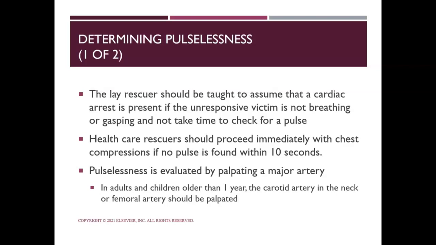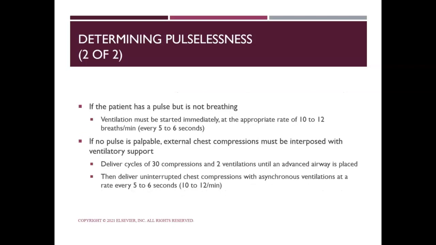In the hospital, we're checking for that pulse for 10 seconds, no more than that. Typically, we are palpating for a pulse over a major artery. So a carotid artery in the neck, or the femoral artery, is usually what we're looking for in adults and children over a year old. In babies, the brachial artery is usually what's assessed.